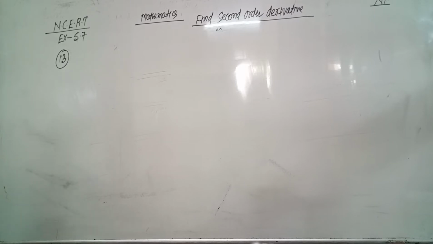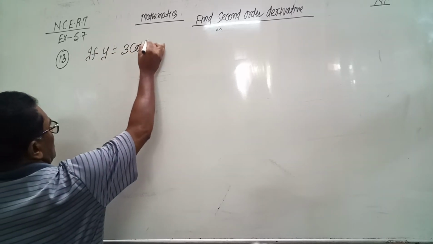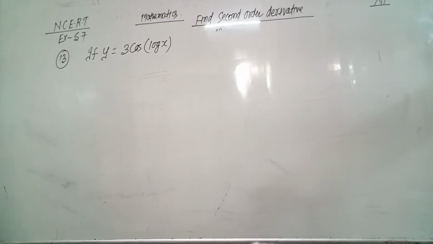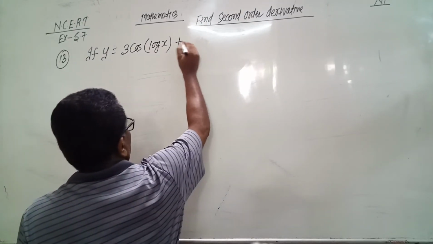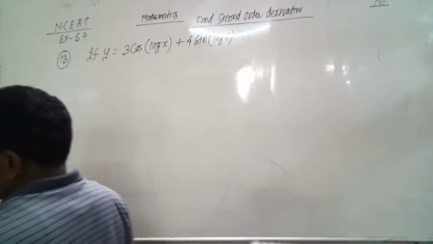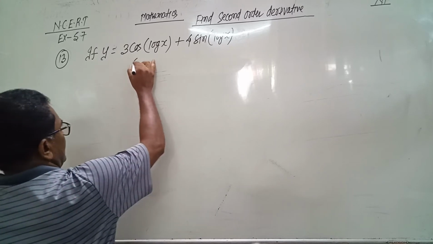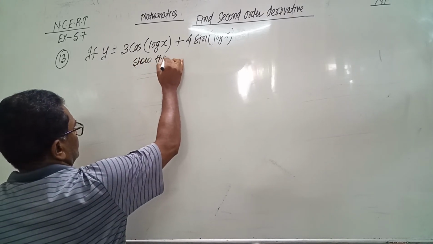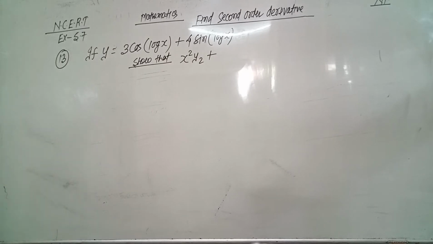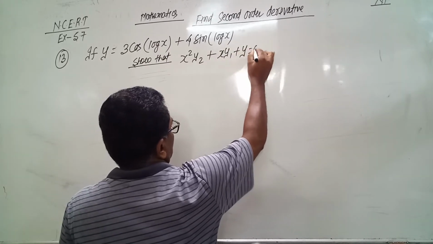Exercise 5.7, question number 13. If y equals 3 cos log x plus 4 sin log x, then show that x square y2 plus x y1 plus y equals 0.